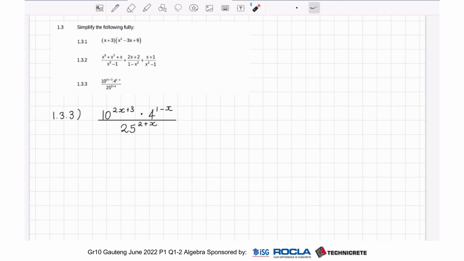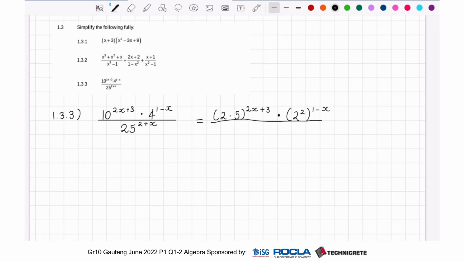So I want to make all of my bases look the same. And I can do that by using the products of prime factors. So given the numbers that I've got here, I've got 10, I've got 25, and I've got 4, it looks like the bases that I want are going to be 2 and 5. So for all of these bases, 10, 4, and 25, I'm going to try and write them in terms of 2 and 5. So for 10, I'm going to have 2 times 5, and then the exponent remains the same. For 4, I'm going to have 2 times 2, or 2 squared, and the exponent stays the same. And then for 25, I have 5 times 5, or 5 squared.